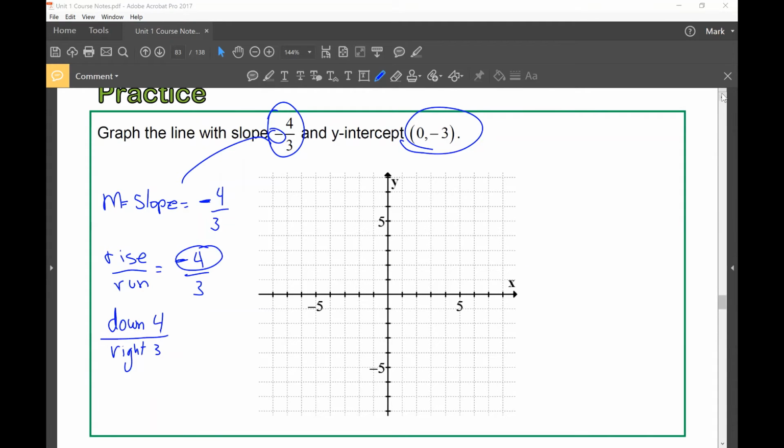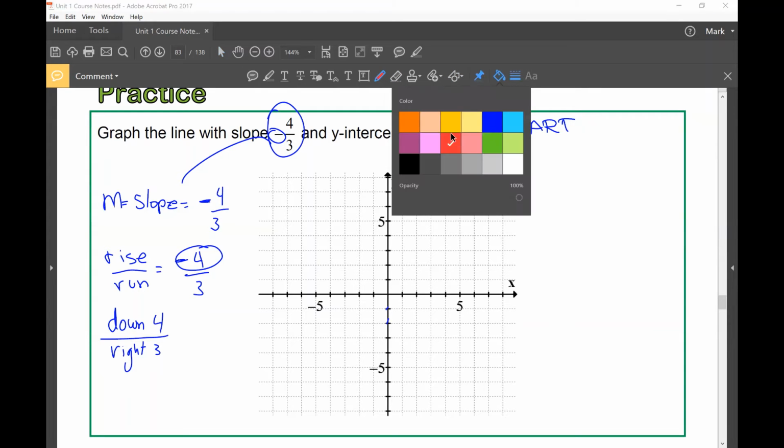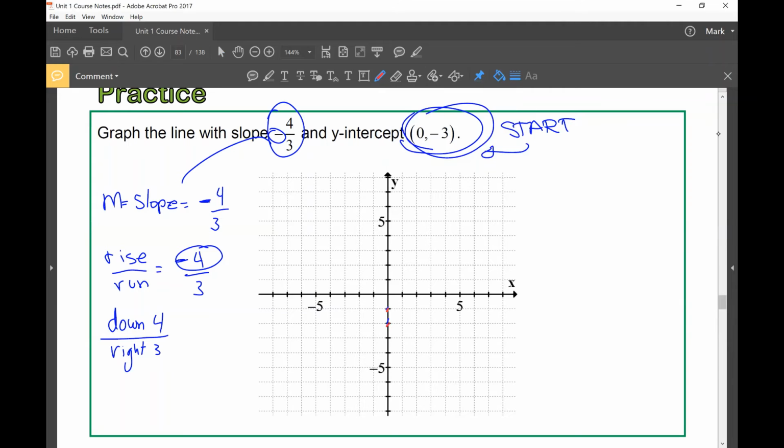All right, cool. So next step, I need to start somewhere. I know that my graph is going to go down 4, right 3. But I need to start somewhere, and I'm going to start here. 0 and -3, so 1, 2, 3. Let's pick another color, by the way. Let's go to red here. So 1, 2, 3. This right here, 0 and -3, is my starting point.